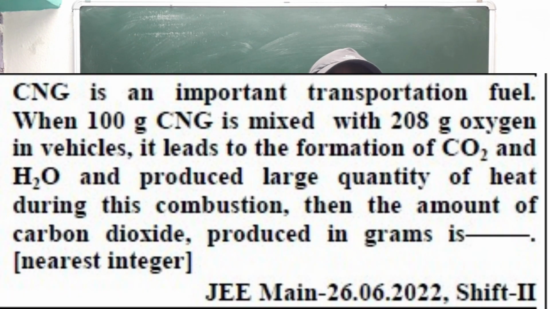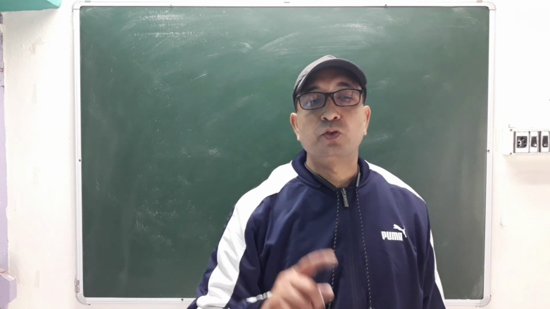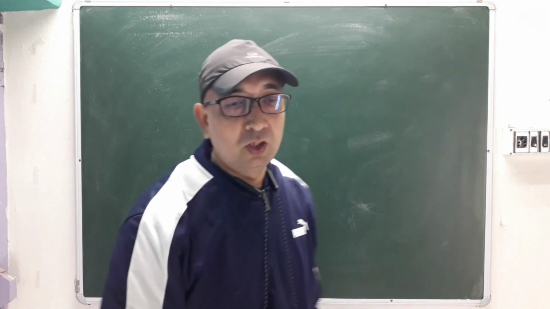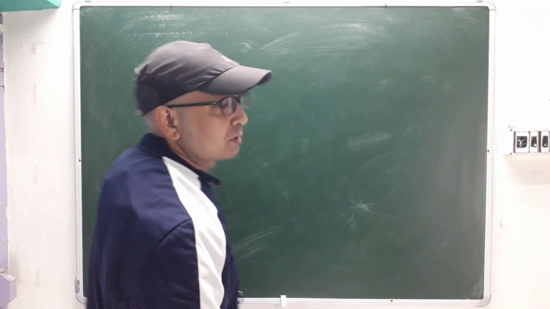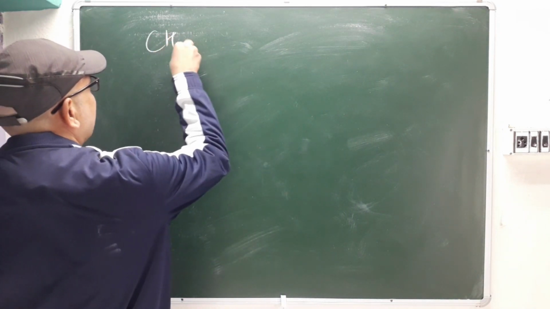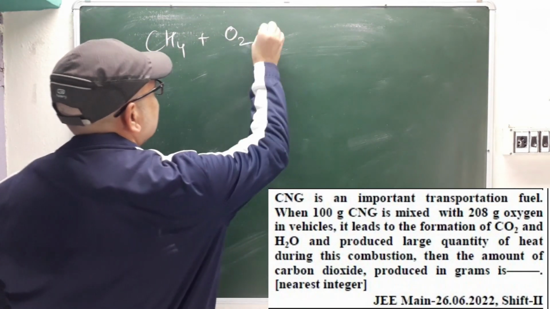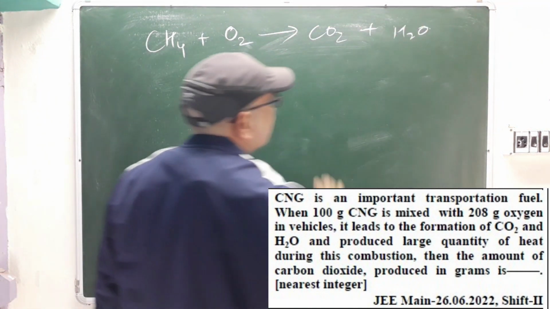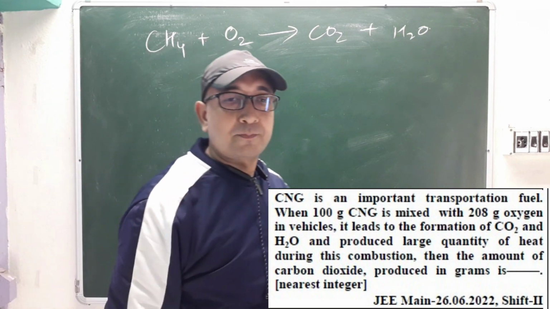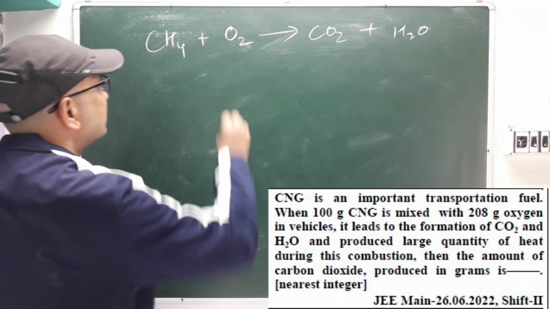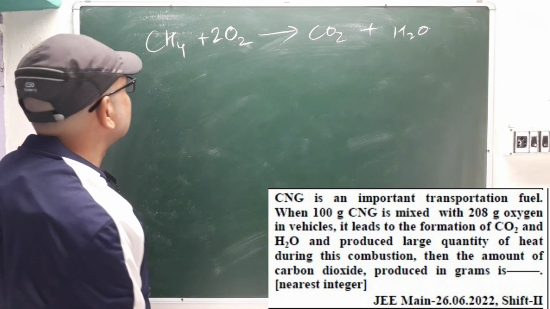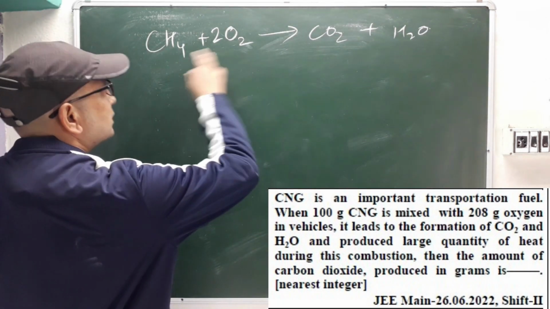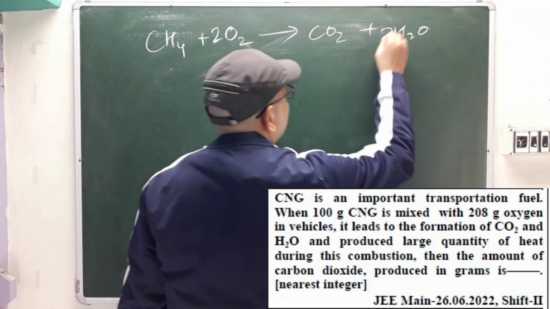See, it's given that CNG is an important fuel, don't read the history. Basically, when 100 gram of CNG is mixed with 208 gram of oxygen, what will we do? CNG is methane, so we can write it. Methane is doing reaction with oxygen, and what will happen? CO2 plus H2O. Now in this reaction, to balance it we have to take 2 moles of oxygen, 1 mole of carbon dioxide, and 2 moles of water will be liberated.